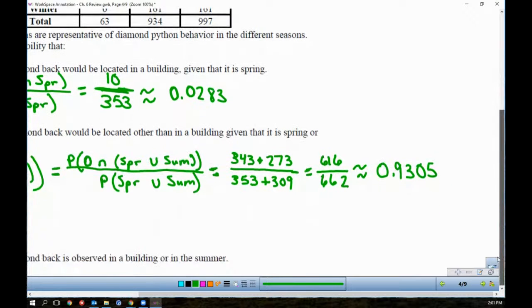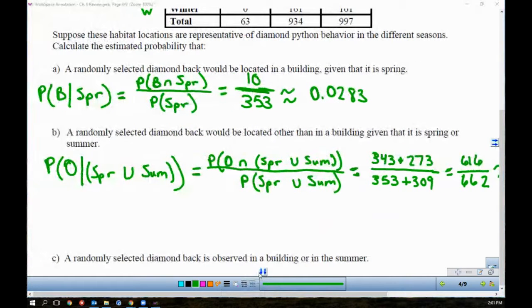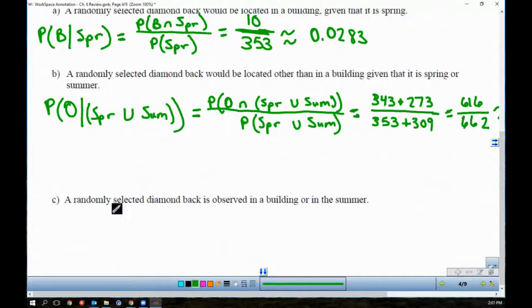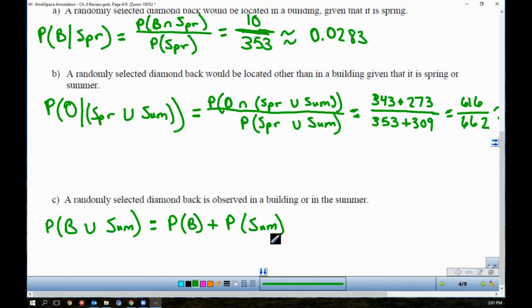Okay, and then we have the last part. A randomly selected diamondback is found. What is the probability a randomly selected diamondback is observed in a building or in the summer? That's going to be the probability of building plus the probability of summer minus the probability of building and summer.